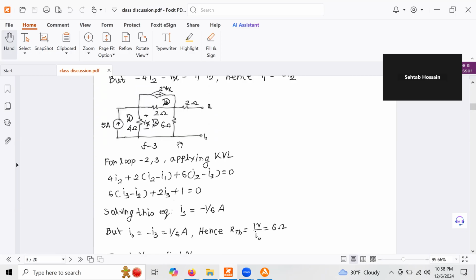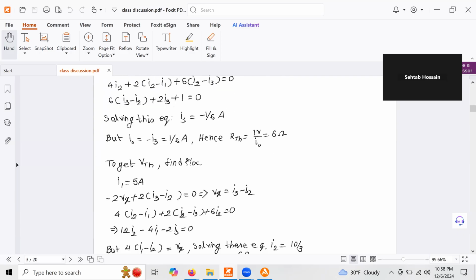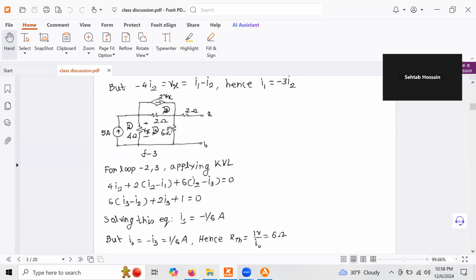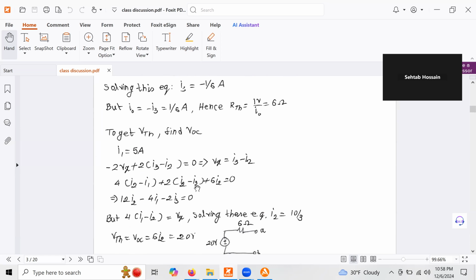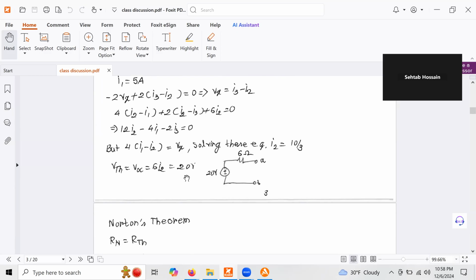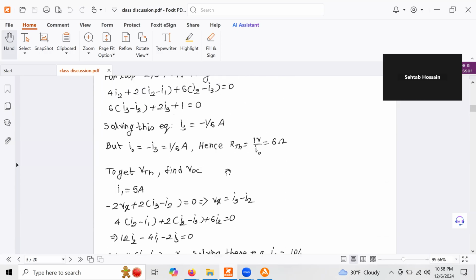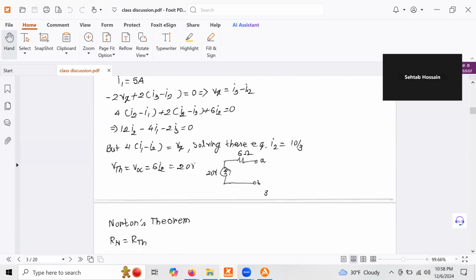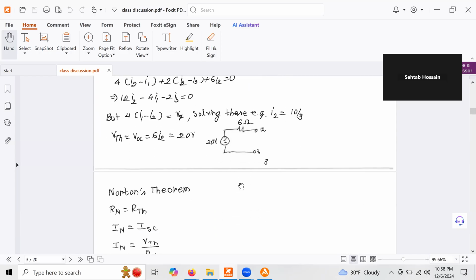How is it 6I2? Because we will get the same voltage across the AB terminal and across the 6 ohm resistor. That's why it's 6I2. I2 current is flowing through the 6 ohm resistor. So if we get the value of I2, then we get the value of V Thevenin. So this is one solution of Thevenin's theorem with the dependent source. And this is the final circuit of the Thevenin theorem. This is VThevenin and this is the RThevenin.